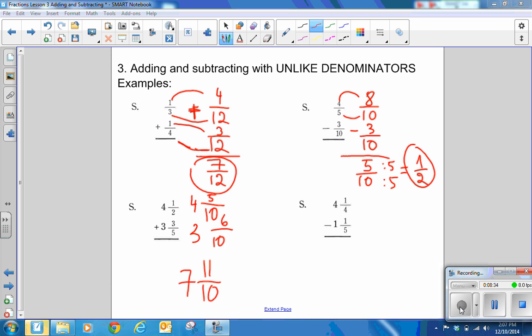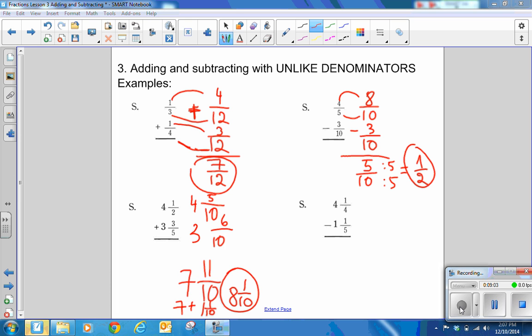Now I need to change the 11/10 into a mixed number because that's an improper fraction. So I have 7 plus 11/10, which is the same as 1 and 1/10. So now I have 7 plus 1 is 8, and I have 1/10. 8 and 1/10. Now I have 4 and 1/4 minus 1 and 1/5.